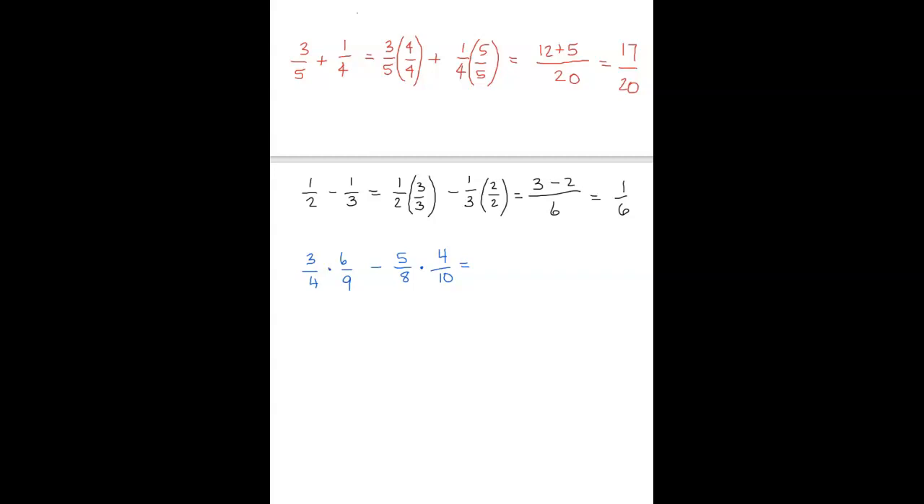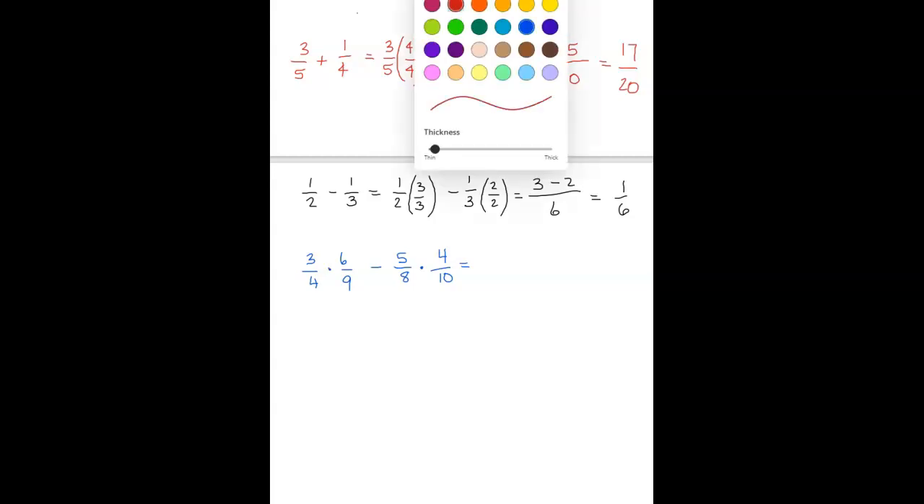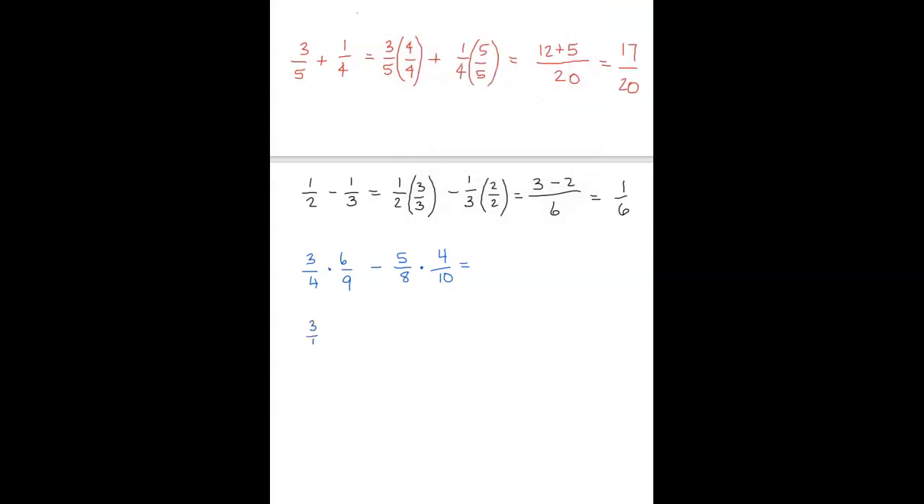Now there's a lot of things we could do here. I'm going to say let's start with the ones that we can see pretty readily. Actually, let me just rewrite these problems because this is going to start taking up a little bit of space. All right, so here I'm going to have my 6 and my 9. I'm going to cancel out some 3's. So I'm going to have my 3 over 4 times, and then this is going to become a 2 over 3 minus, I'm going to have a 5/8 and a 4 over 10.